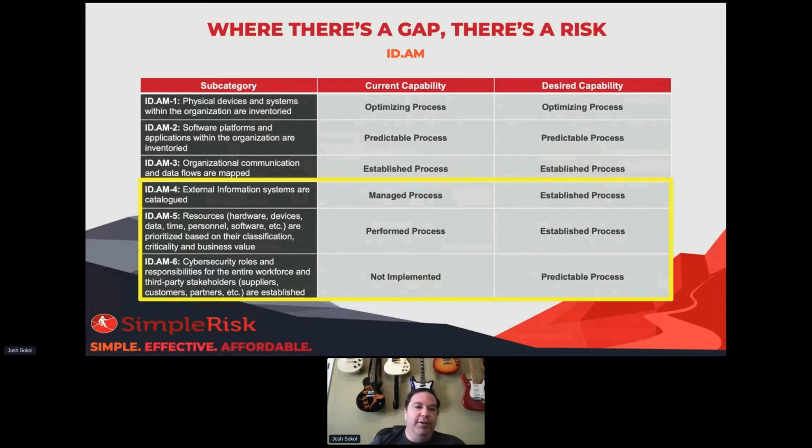And so if we look here, the bottom 3, the first one, I've got manage process. I want to be established. The next one, I have a perform process. Again, I want to be established. And the last one, I'm not doing it. I want it to at least be predictable. And so we have these gaps here.